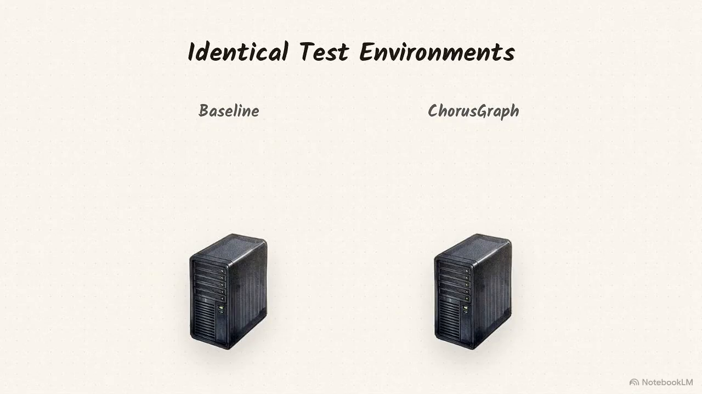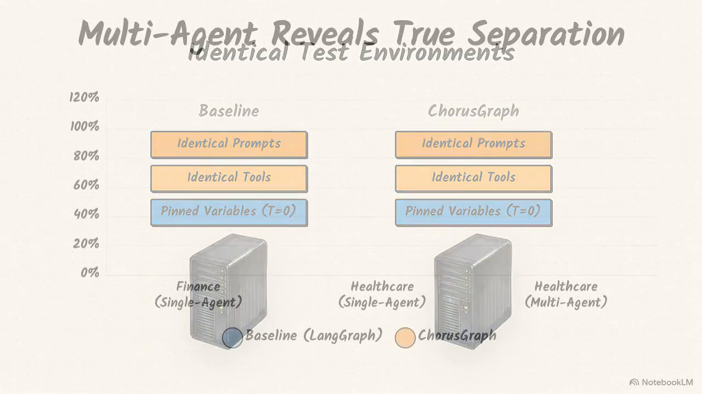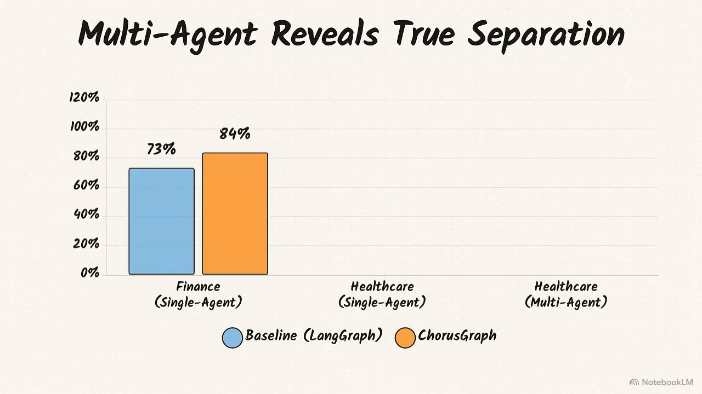That rigorous approach led to the canonical benchmark, Run ID 20260704212111. Executed on Azure, this test used real Gemini API calls against a highly competent baseline, with identical prompts, identical tools, and perfectly pinned variables. This chart compares ChorusGraph to the baseline.